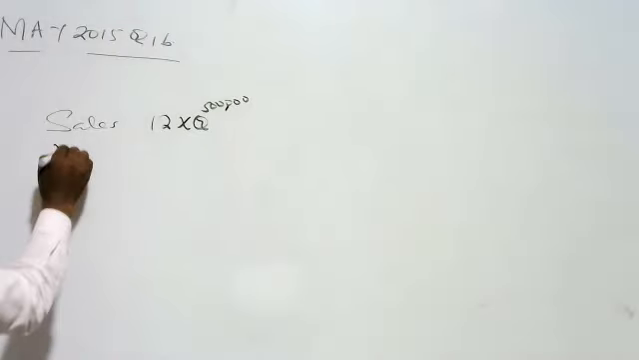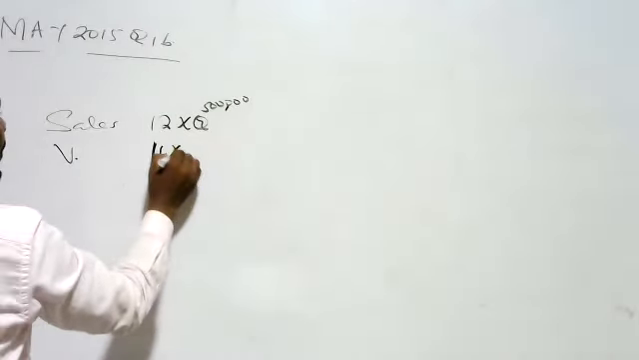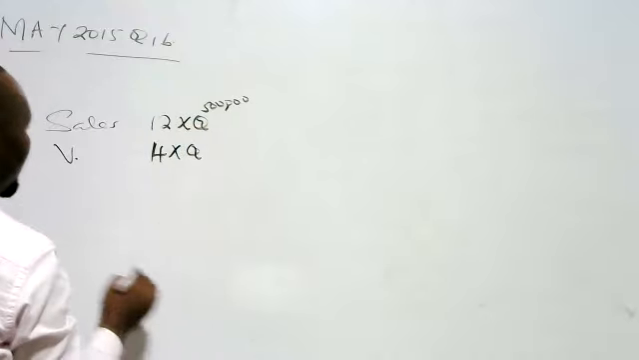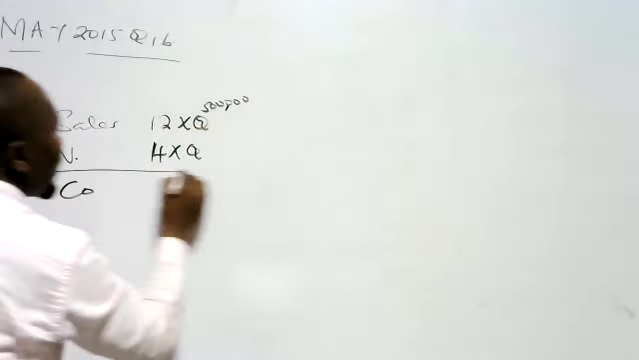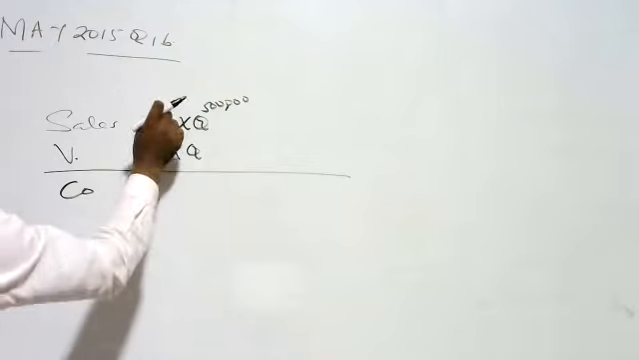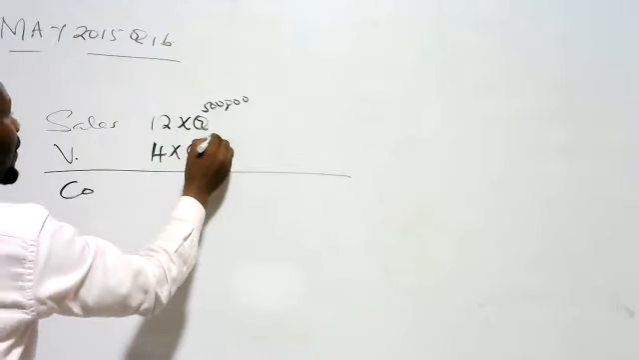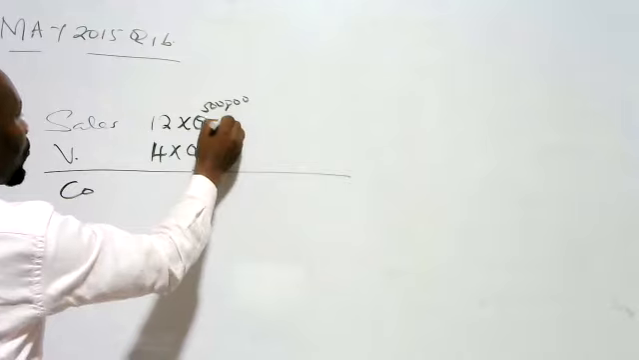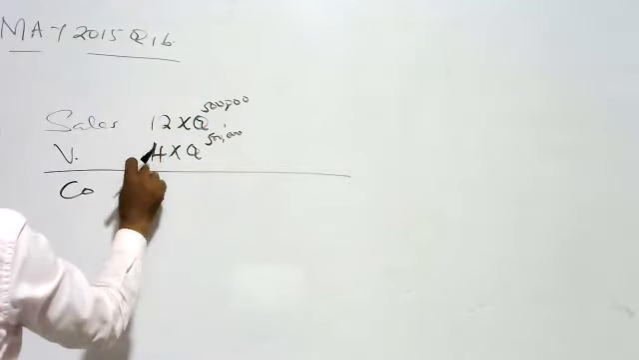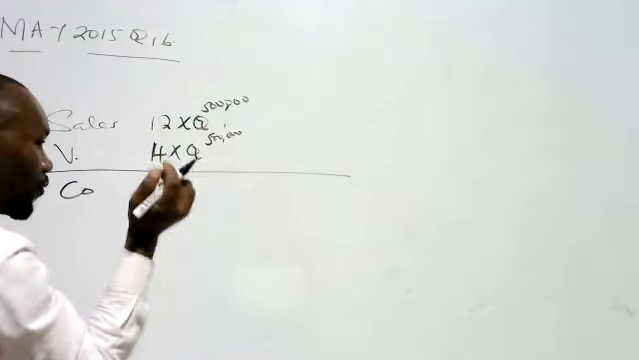Then we could have variable cost, which we are also told is 4 times the number of units, which is the same. So therefore, our contribution, which acts as the profit, is the difference between this and this, because the quantity is still the same. So the difference between this and this is the contribution margin per unit.